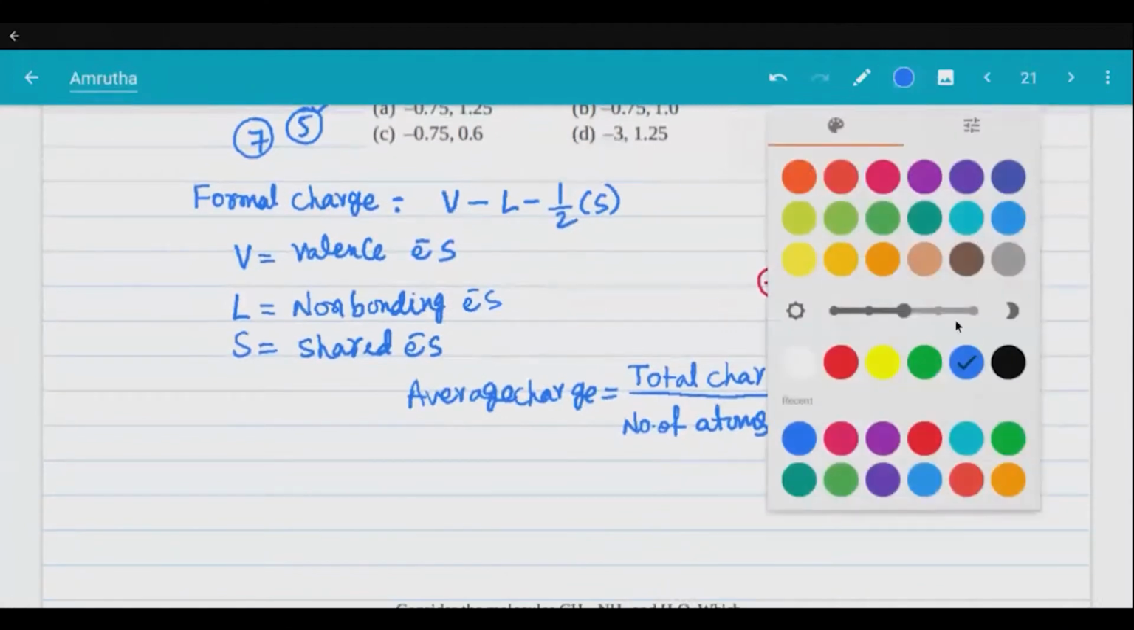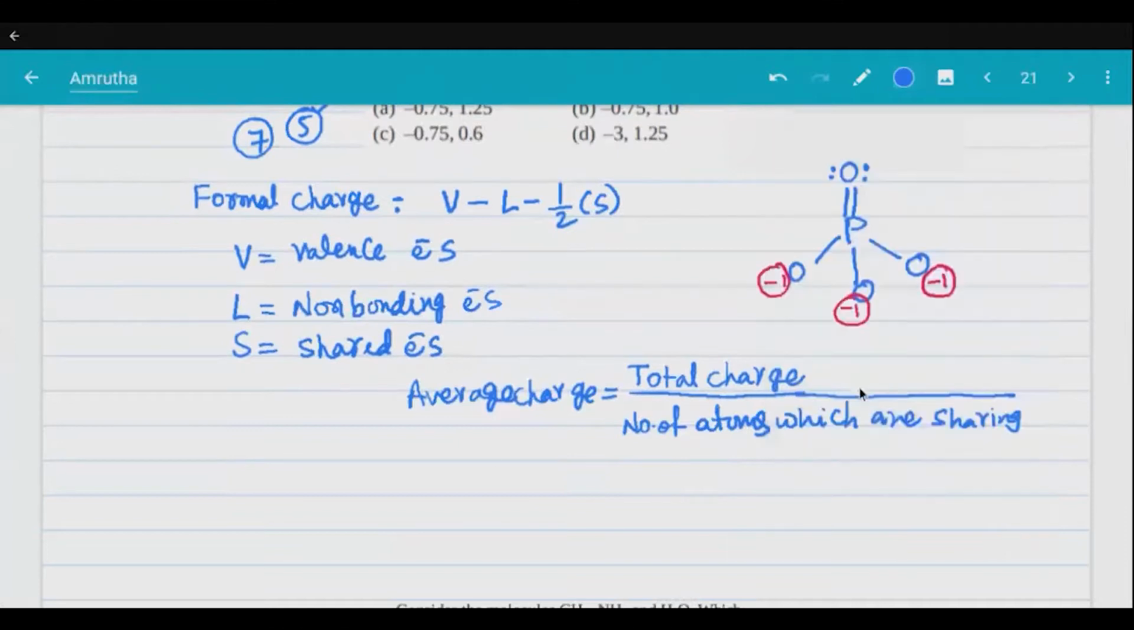It is very simple. Now we have the formula, correct? So I'll take the average charge. The total charge is how much? -1, -1, -1, -3, divided by the number of atoms. How many atoms are sharing? 4 atoms, right? -3 by 4, or -0.75.